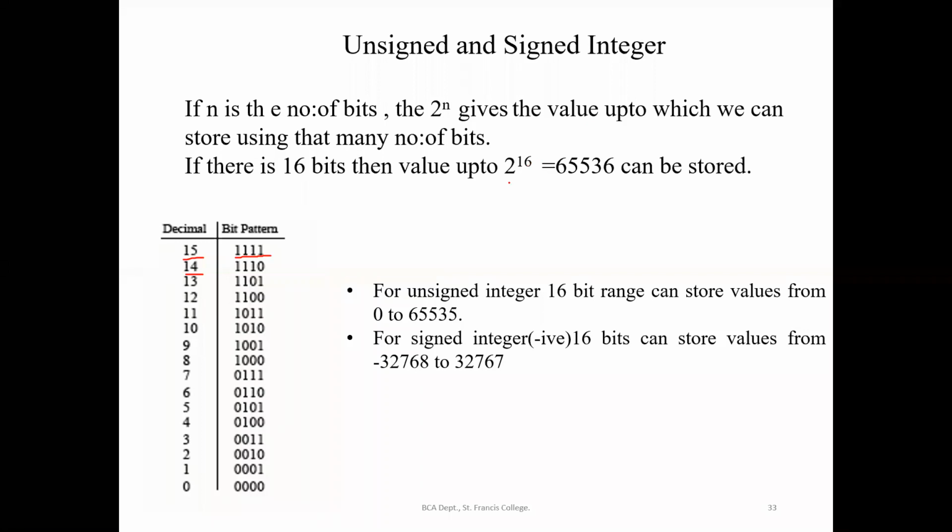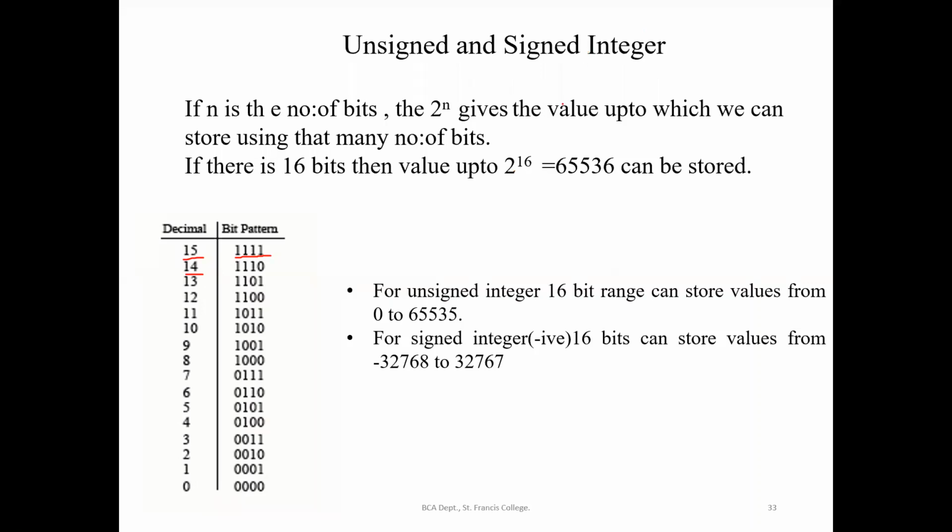So if I have only 4 bits, I can store only up to the value 15. If I have 16 bits, what is the value I can store using 2 raised to 16? That means 65,536 will be the last value which I can represent using 16 bits. Is it clear? Are you getting it? Just message in the chat.